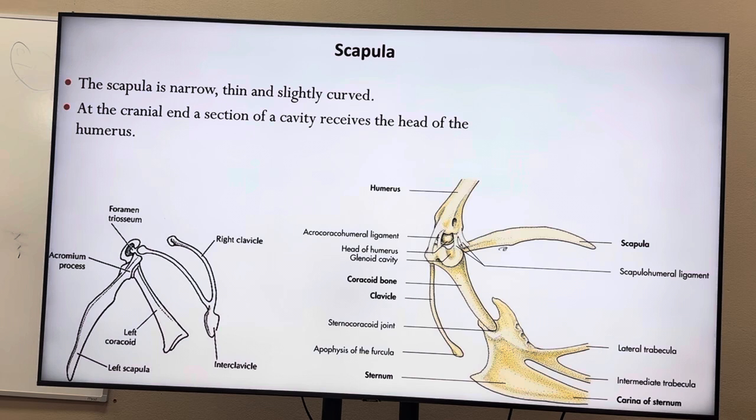Are you pointing that the humerus is moving up and down? Forget about it. Okay, excellent. Sorry. We'll come to that.